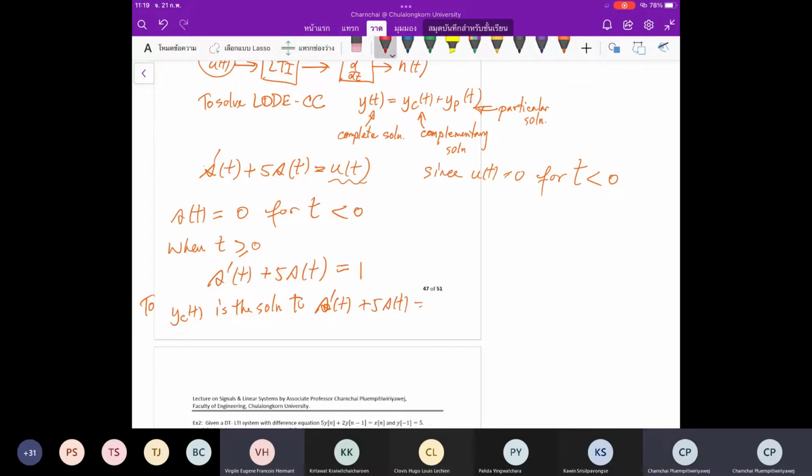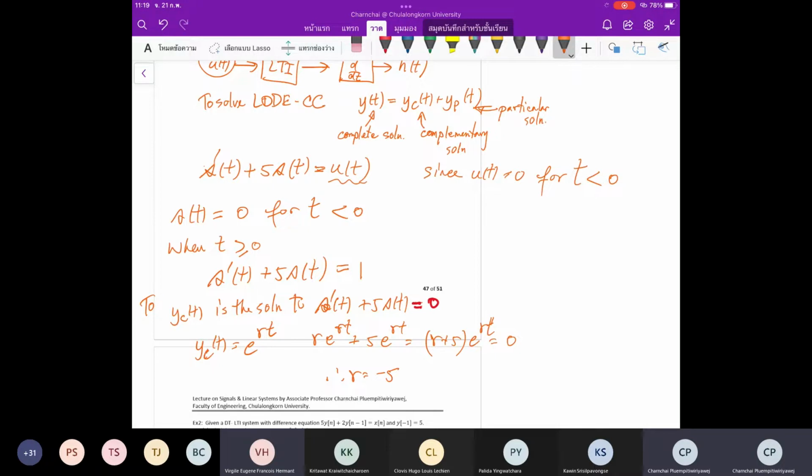Okay, I use specifically, it's supposed to be 0 here. And what do we assume yc to be? We assume yc(t) to be e to the rt, right? If you recall, and solve for r. So we get r e to the rt plus 5 e to the rt equal to what? (r plus 5) e to the rt, and it's equal to 0. Therefore, r equals negative 5.